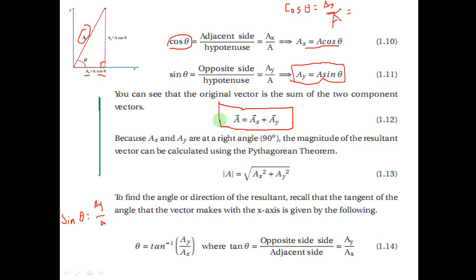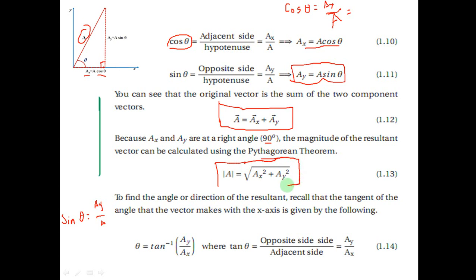But here, because Ax and Ay form a right angle triangle, the magnitude of the resultant vector can be calculated using Pythagoras theorem. So A will be under the radical Ax squared plus Ay squared. In place of Ax, you are going to substitute A cos theta, and in place of Ay, you are going to substitute A sin theta. So this gives us the resultant vector.